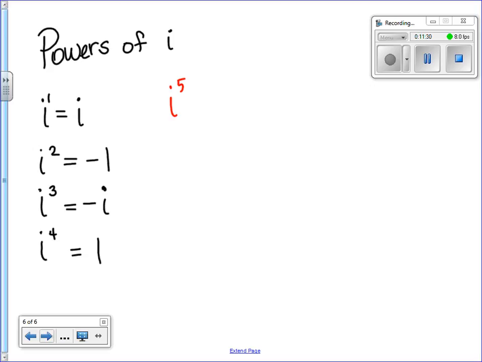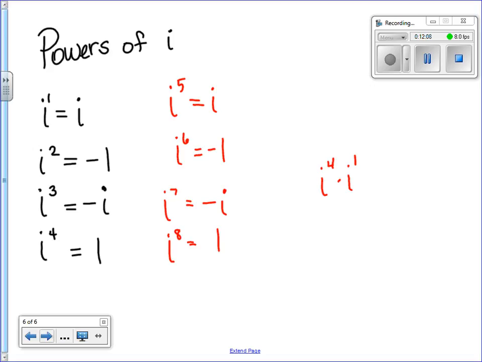i to the fifth. Since that's 1 more than 4, I'm going to use 4 as much as I can, because does multiplying by 1 change anything? No. So let's say that's i to the fourth times i to the first. What's that going to be? i. So what's the next one going to be? It's going to be -1. And the next one, negative i. So what's the next one going to be? 1. How often do they repeat?